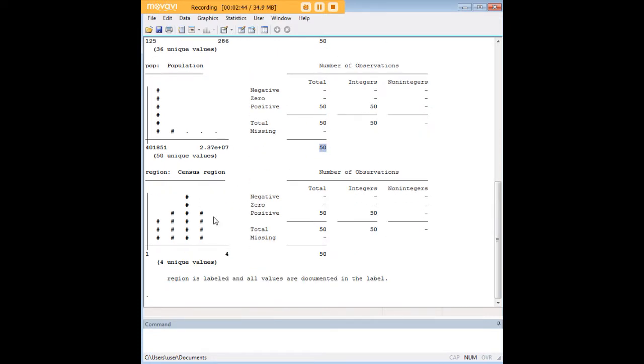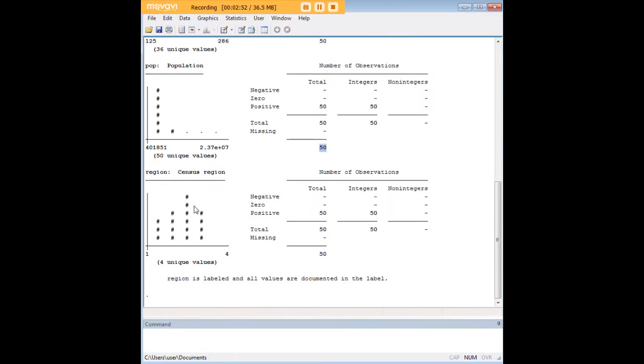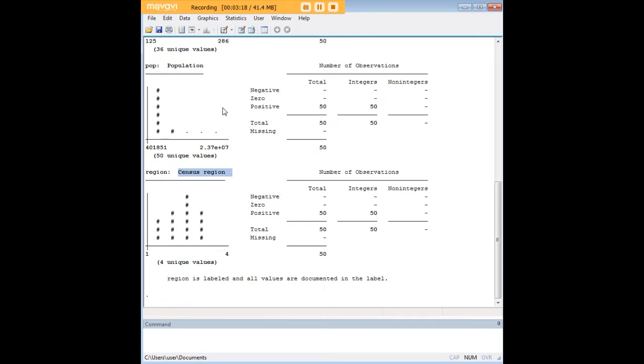And then finally, region. It's a little bit different here because region is categorically coded. So population and birth rate are, of course, continuous variables. Region is not. And one thing that also alerts you to that is when you type inspect, you're told that it's labeled. So that label actually ends up being northeast, north central, west, and south. You don't know that right from the inspect command here, but just knowing that it's labeled and knowing that it's census region, you know that this is going to be a different kind of variable than population and birth rate.